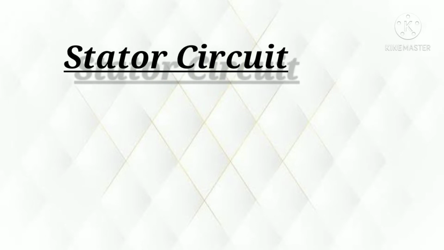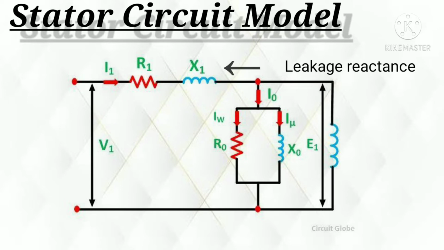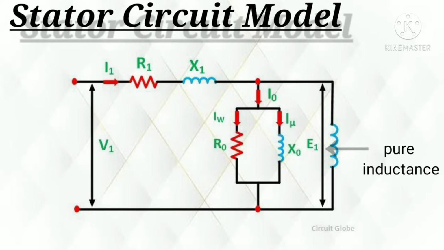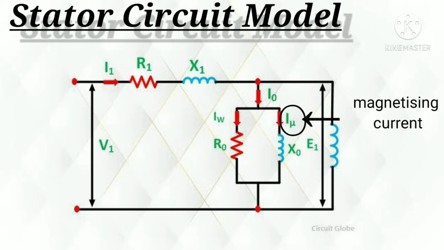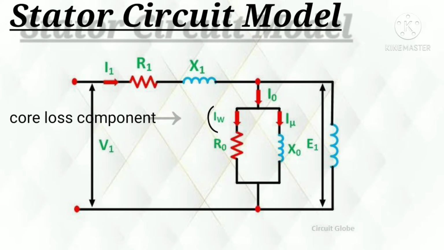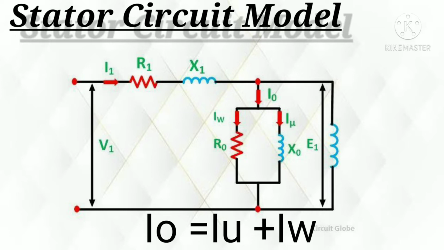Stator circuit model. The stator circuit model of an induction motor consists of a phase winding resistance R1 and stator phase winding leakage reactance X1. The no-load current I0 is simulated by a pure inductance X0, taking the magnetizing component I mu, and a non-inductive resistance R0 carrying the core loss component Iw. That means the no-load current I0 is equal to I mu plus Iw.